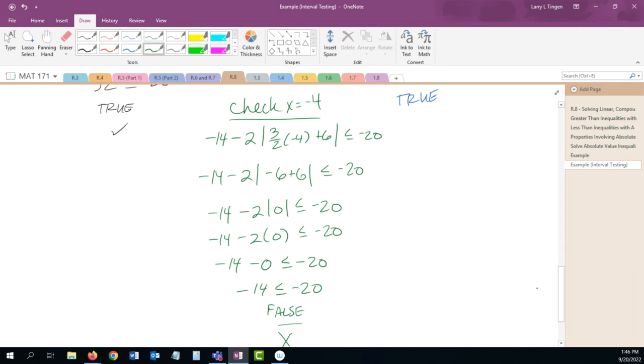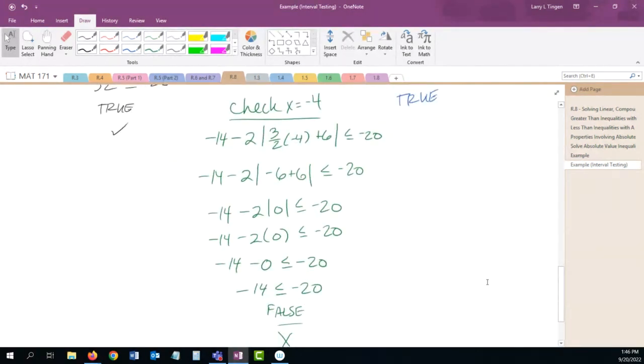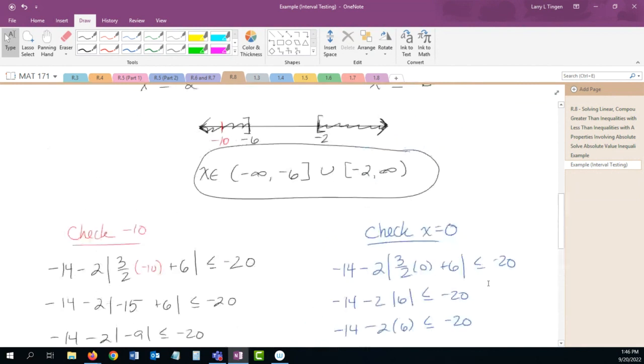Okay, it's useful for inequalities because I have entire sets of numbers. Interval testing is not useful for solving equations because equations usually have 1 or 2, some finite number of solutions, 1 or 2 or 3 solutions.